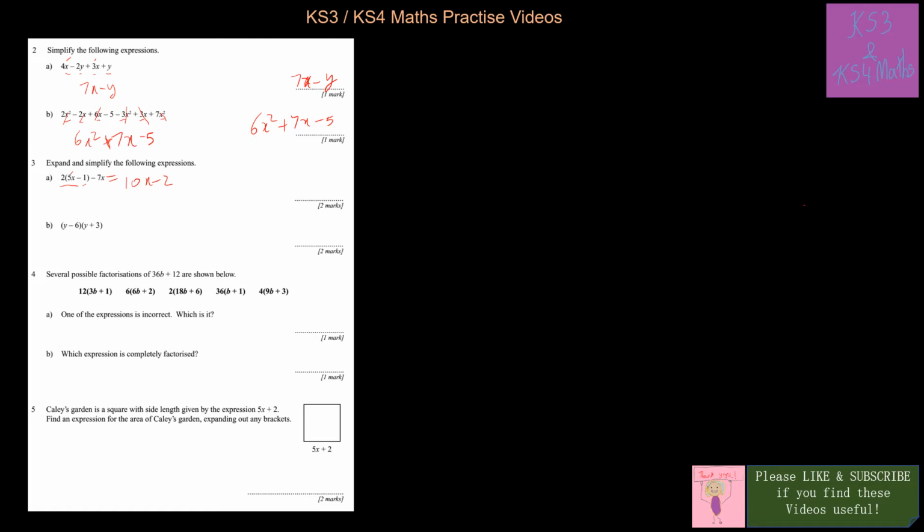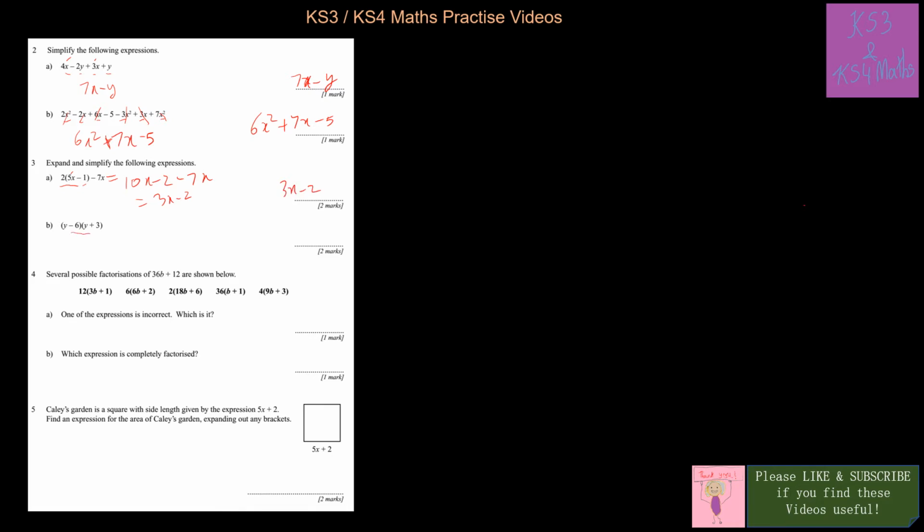We have to be very careful with these signs. 2 minuses make a plus, and a plus and a minus will make a minus. Okay, so the signs are very important. So 10x minus 2 minus 7x, that equals 10x minus 7x is 3x. So it's 3x minus 2. So that's what I will write here.